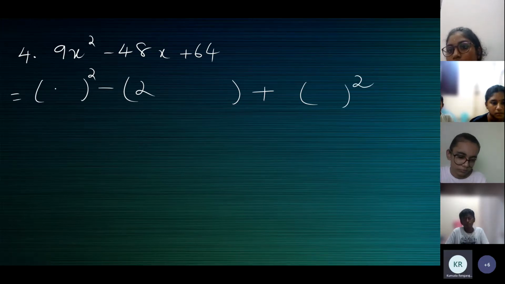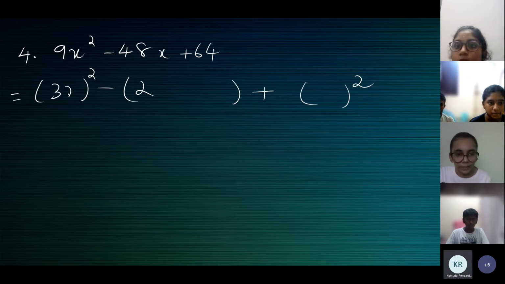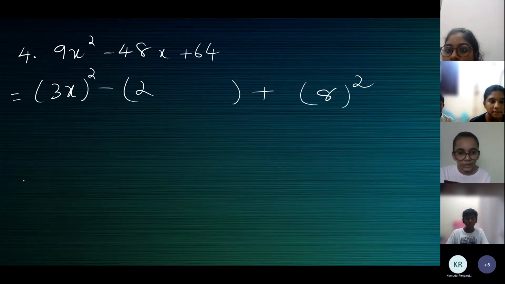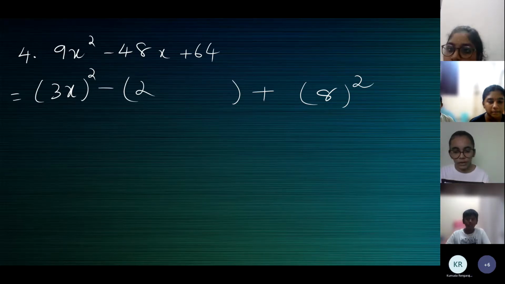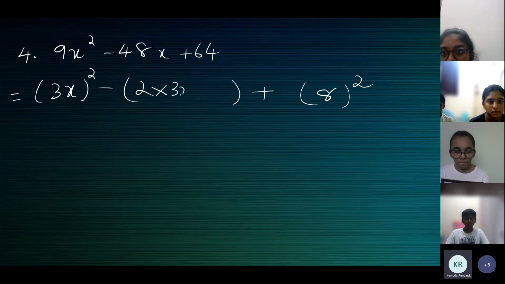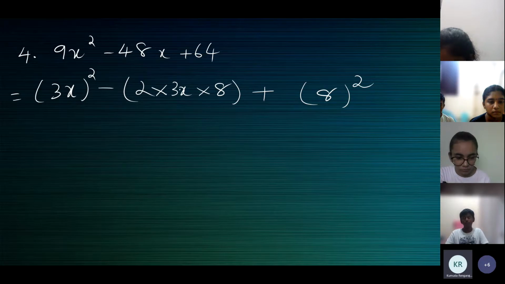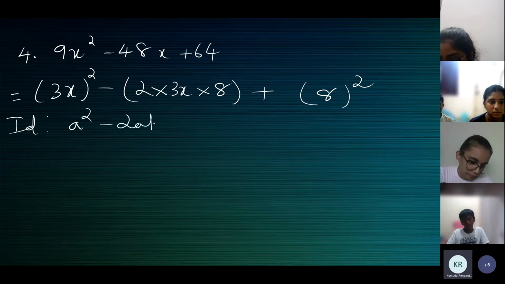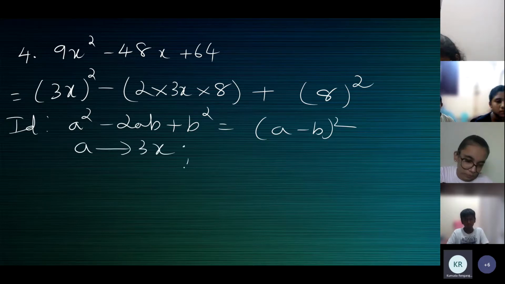There are 3 terms. So what should I write here, children? 3x. Because 3x the whole square means 3x into 3x, which is 9x square. And what should I write here? 8. 8 square is 64. So what is A? 3x. What is B? 8. So we'll write the 2AB, 2 into A into B. And we'll check. 2 3s are 6, 6 8s are 48x. Yes, 48x. So this is clearly the identity a square minus 2ab plus b square is equal to a minus b the whole square, wherein your a is 3x and your b is 8.